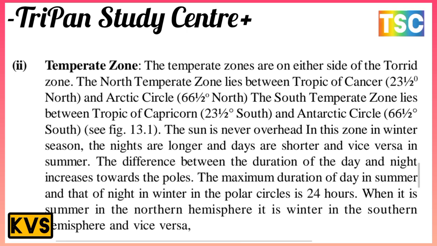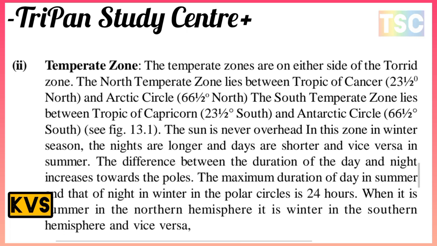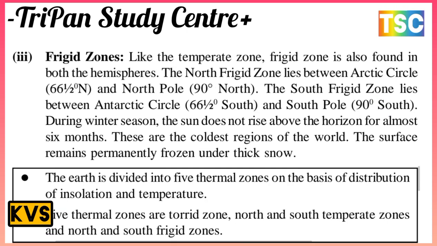The nights are longer and the days are shorter, and vice versa in summer. The difference between the duration of the day and the night increases toward the poles. The maximum duration of the day in summer and of night in winter in the polar circle is 24 hours. When it is summer in the northern hemisphere, it is winter in the southern hemisphere and vice versa.